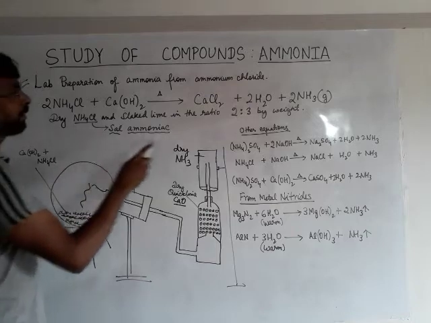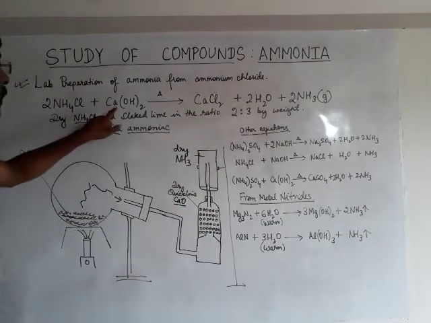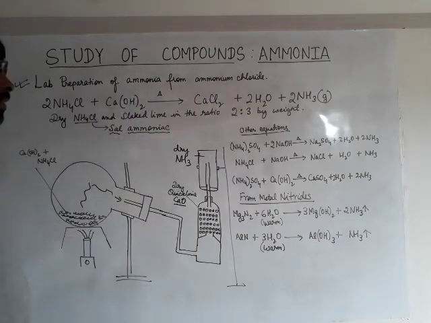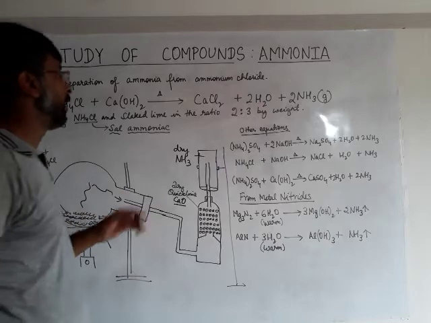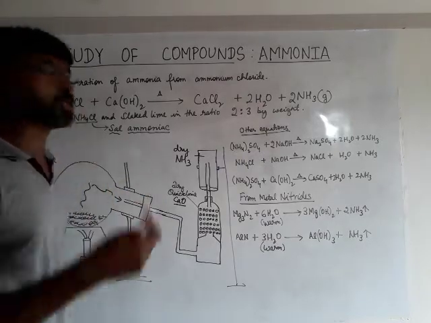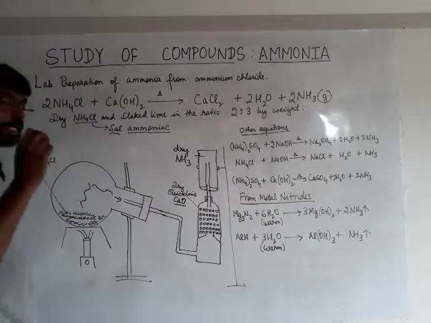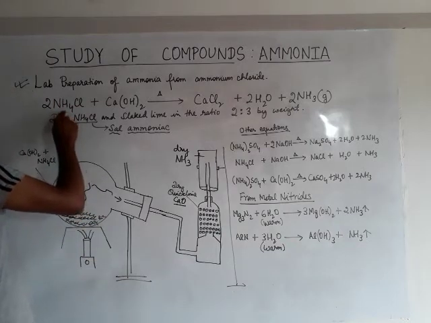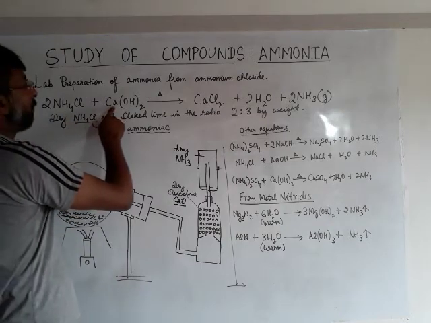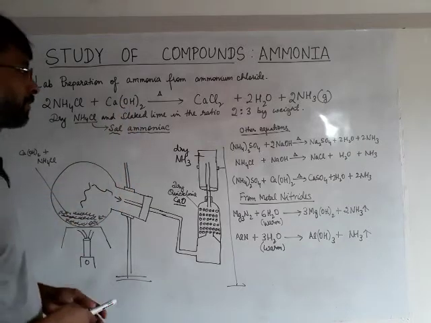Now, if you look at the ratio by weight, 2:3, the weight of calcium hydroxide is taken slightly higher just to compensate the loss of ammonium chloride by sublimation. Ammonium chloride is a sublimable substance. That is why, to prevent the loss of ammonium chloride by sublimation, the weight of calcium hydroxide taken is slightly higher. It is 2:3 by weight.